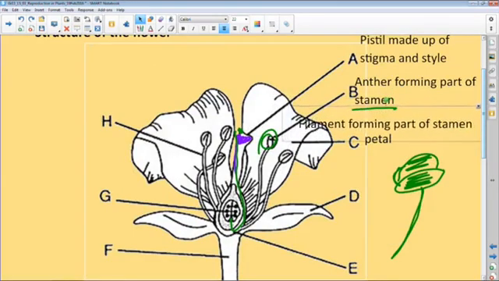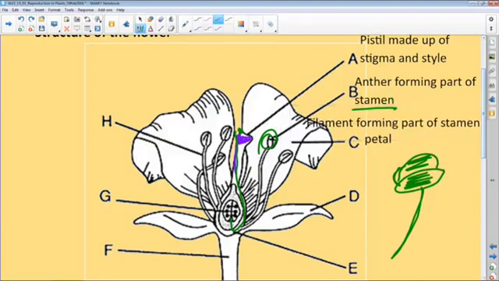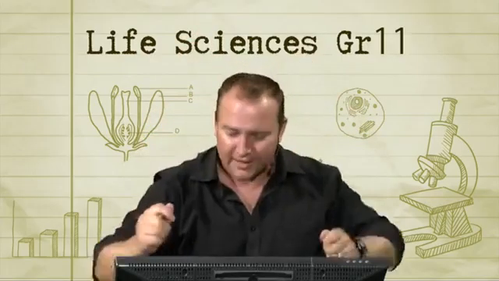There it is. Okay, the anther, which is the top, and the filament, which is this long part over here, this piece here, and it goes all the way down. That's a filament. It holds the male piece up there nice and proud. There you go, there it is. Right, okay.